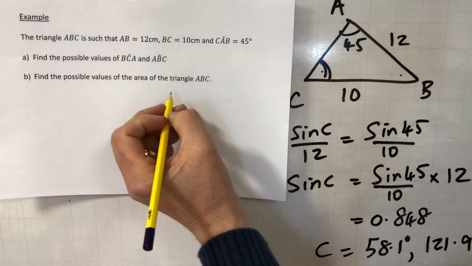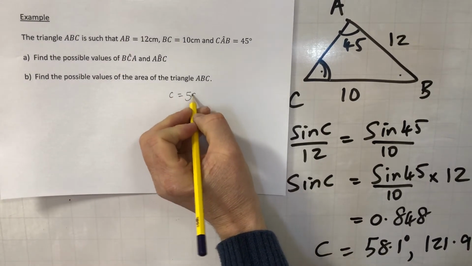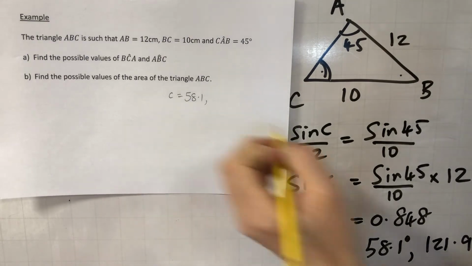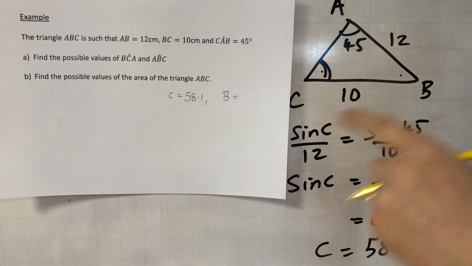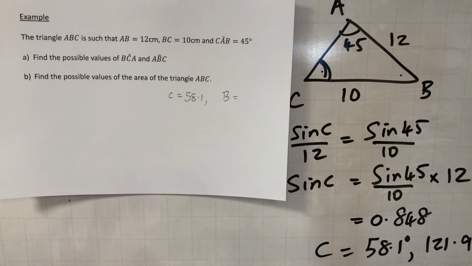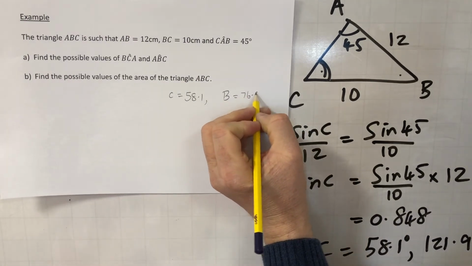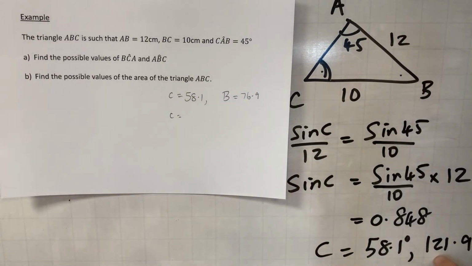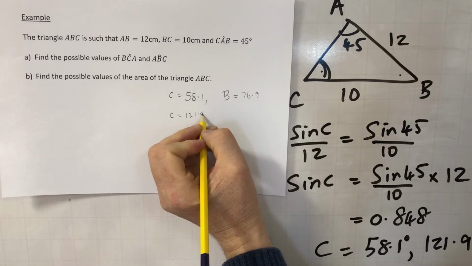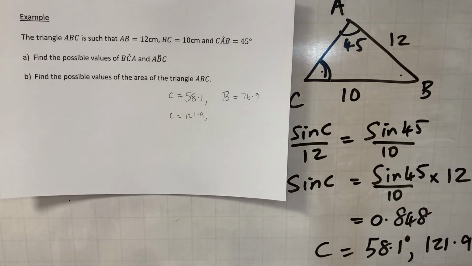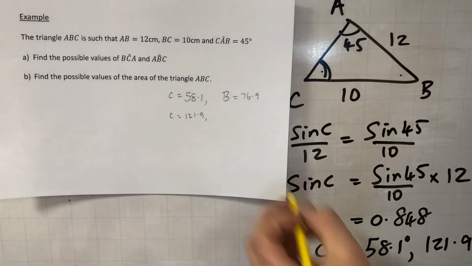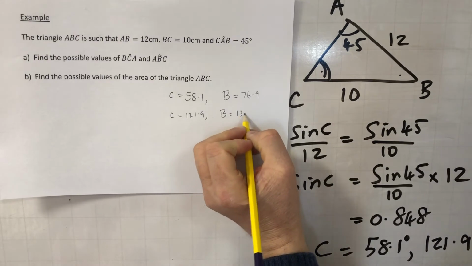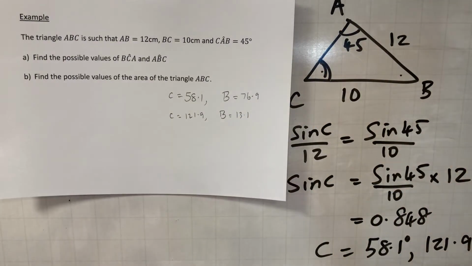So that means that C could equal 58.1, in which case B would equal the angle 58.1 added to 45, take that off 180, implies that B could equal 76.9. Alternatively, as I've already said, C could equal 121.9. So 121.9, when added to the 45, take that off the 180, B could alternatively have been 13.1. So that triangle did have ambiguity.